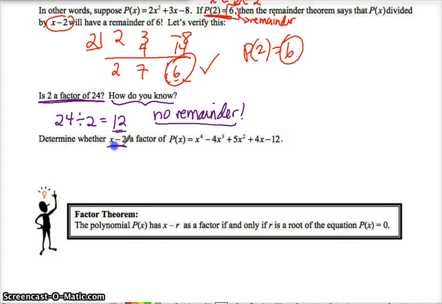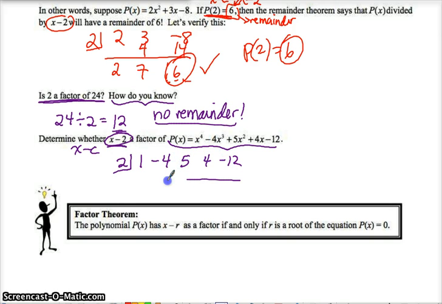So determine whether x minus 2 is a factor of this polynomial. Again, it's in the form x minus c. So what do I think is easiest? Well, I think synthetic division is easiest. It's in descending order, x to the fourth, x cubed, x squared, x, and then constant. So I'm going to put those coefficients up here, and then I'm going to quickly do my synthetic division. Add, multiply, add, multiply, add, multiply, add, multiply. And here I have my answer.